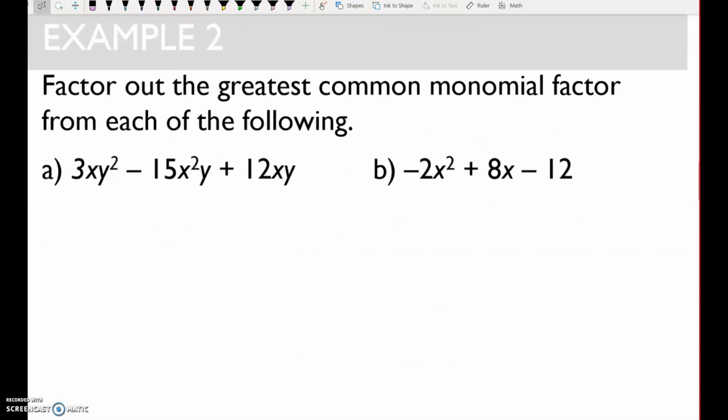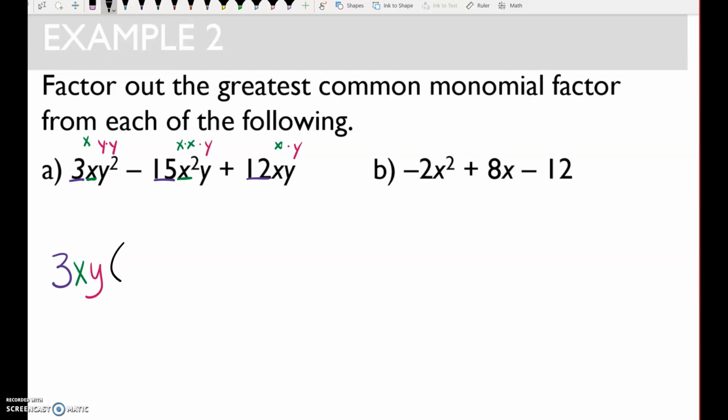On the next example, this time we're talking about trinomials. First, look at the numbers, 3, 15, and 12. I could divide all of those by 3. Then I look at the letters, the x's. This one has just an x, this one has 2 of them, and this one has just an x. So just an x can be pulled out. And the y's, this one has 2, this one just has 1, this one just has 1. So we can only pull 1 out.